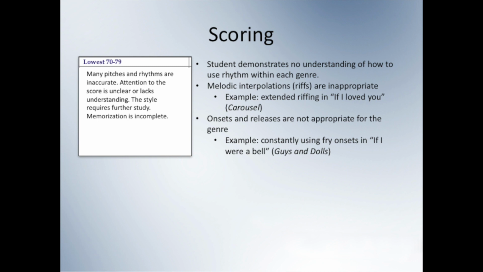Students should only receive the lowest rating if they don't understand any of these basic concepts. So for instance, a student would walk into the room and show no understanding of how to use rhythm differently between the genres. They would use inappropriate riffs throughout all of their material. Onsets and releases would be inappropriate throughout. And finally, we come to artistry.